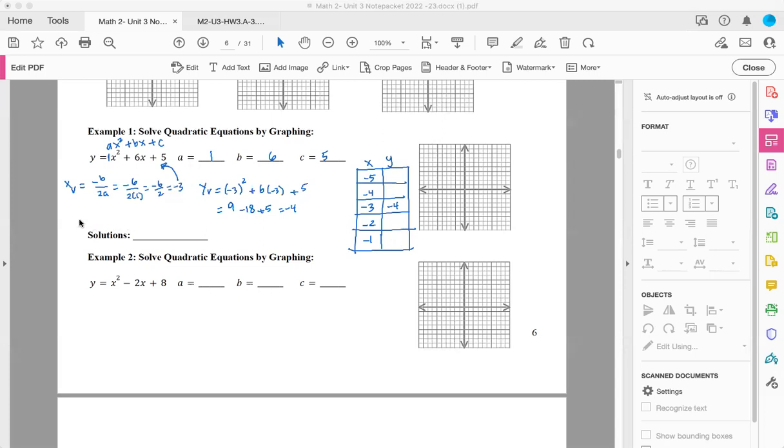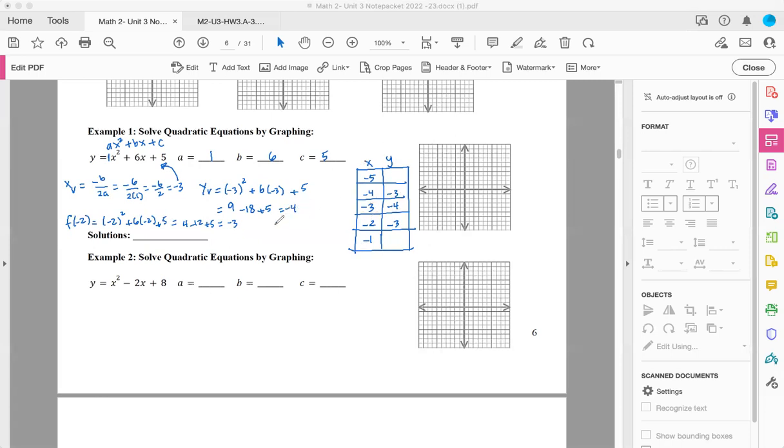If x is negative 2, I'm technically saying what is f of negative 2, right? I'm plugging negative 2 into the equation. That's going to give me negative 2 squared plus 6 multiplied by negative 2 plus 5. And this will be 4 minus 12 plus 5, which is going to be negative 3. So negative 2 gives me negative 3, and so will negative 4. We know that by symmetry.